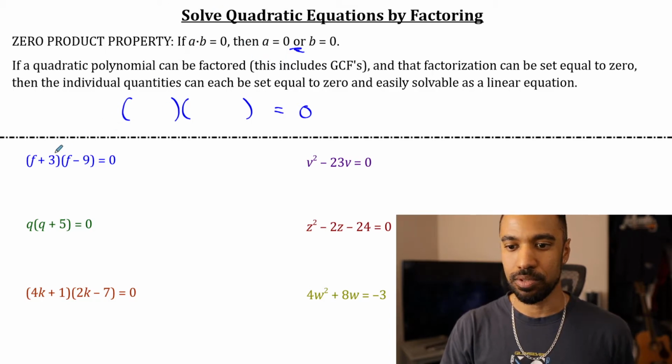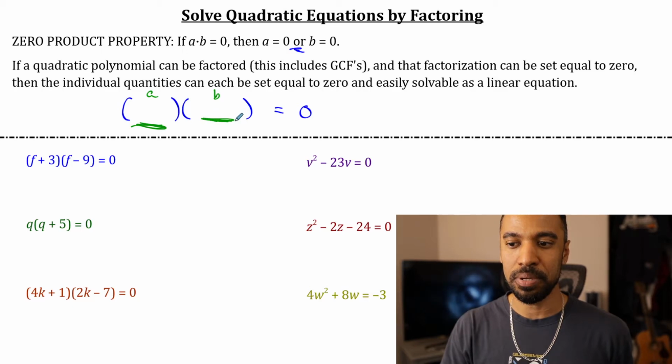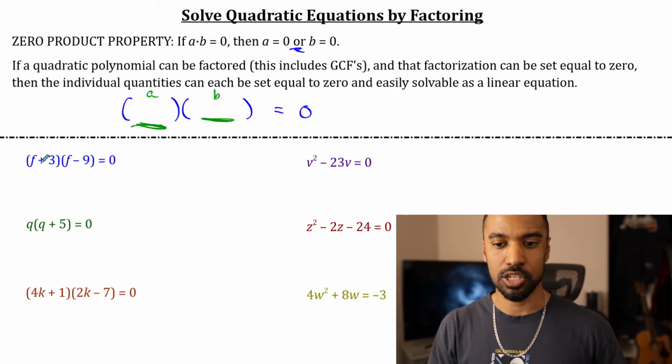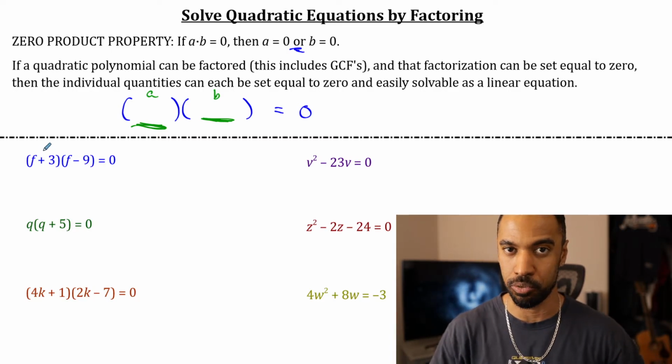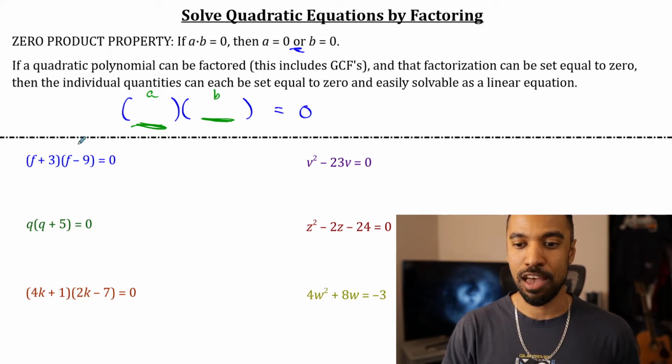So let's say that this can be your A and this can be your B. If A times B equals 0, then either A equals 0 or B equals 0. And let's jump into it right now. We're going to look at this problem here. This one's already factored for you. You don't want to distribute. You are halfway home here. If f plus 3 times f minus 9 equals 0, remember, this is like your A and your B.